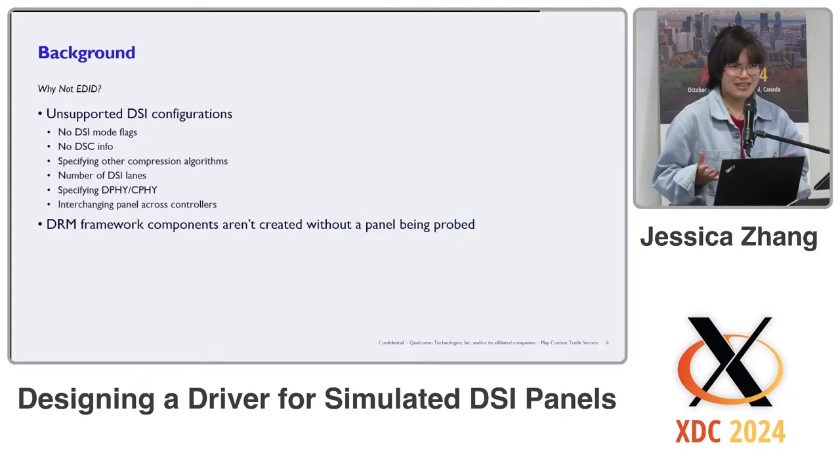Another alternative that people might ask about is why not use EDID? First off, EDID unfortunately doesn't support a lot of DSI configurations. With EDID, you can't really specify DSI mode flags, DSC information, or other compression algorithms. You also can't specify the number of DSI lanes, etc. The DRM framework components aren't created without a panel being probed either. So you might not even be able to load an EDID and configure the DRM before a panel is actually probed.